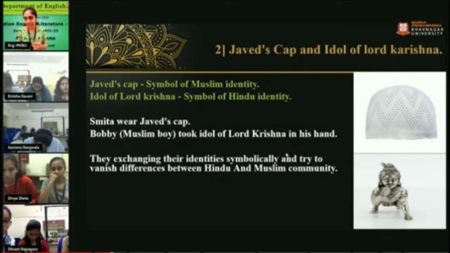Similarly, in Act 3, Bobby, a Muslim boy, takes the idol of Lord Krishna in his hand, and then comes his long monologue. By exchanging their identities symbolically, they try to vanish the difference between Hindus and Muslims, to show that they are equal. A Muslim boy is taking the idol of Lord Krishna, and a Hindu girl, Smita, is wearing Javed's cap. This is how they try to vanish the difference between Hindu and Muslim. Bobby and Smita are both educated, so we can see what difference education makes.